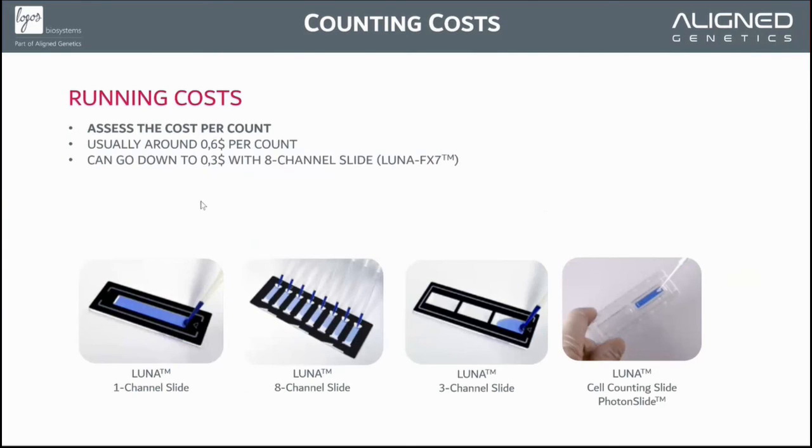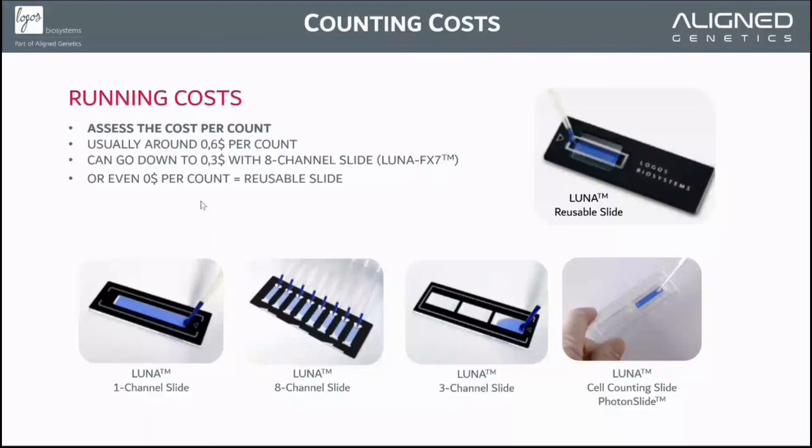Another key aspect you need to consider is the running cost. The running cost is how much it will cost you every time you click on count. So depending on the consumable you're going to use, on average it is going to be around 50 or 60 cents per count, which is already quite reasonable in terms of cost. But if you go with high throughput channel slides, you can decrease this cost by half. And even better, you can pay up to 0 per count because we also have the reusable slides as well.